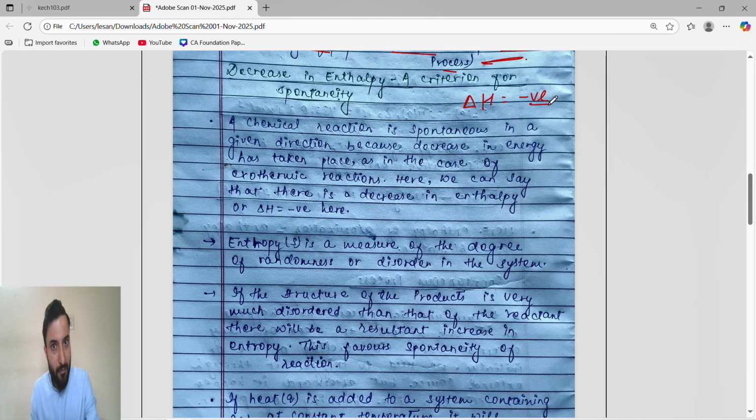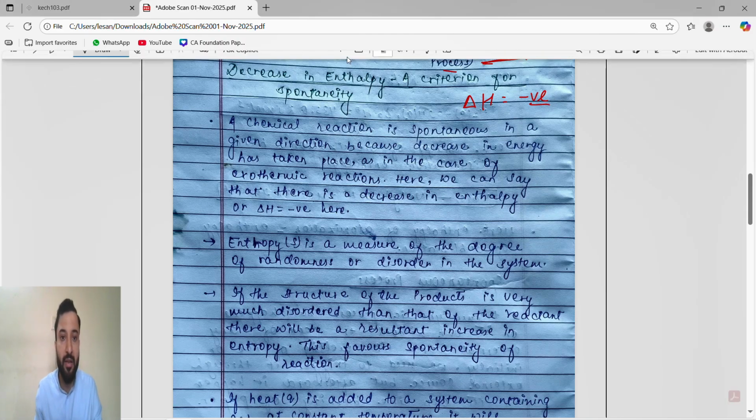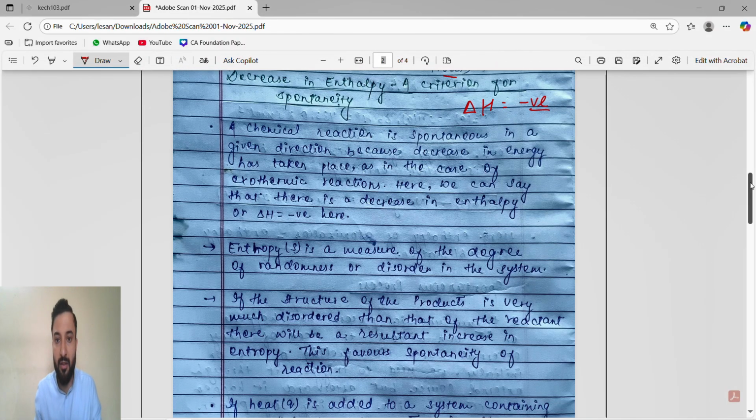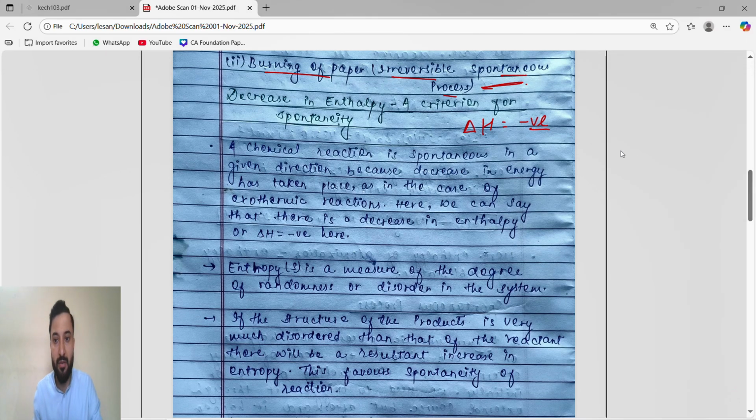Okay, the next condition is that the system is releasing the heat. If the system is releasing the heat, what will happen? Exothermic process. So temperature will decrease. Temperature decreasing means decrease in enthalpy. If temperature decreases, delta H is negative. Decrease in enthalpy means delta H is negative in an exothermic process, where the system releases the heat, right?